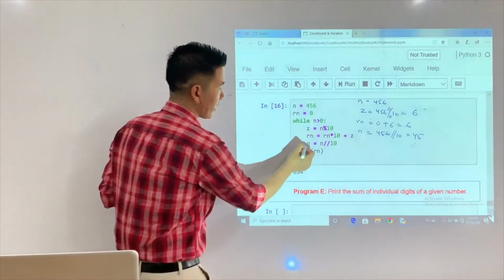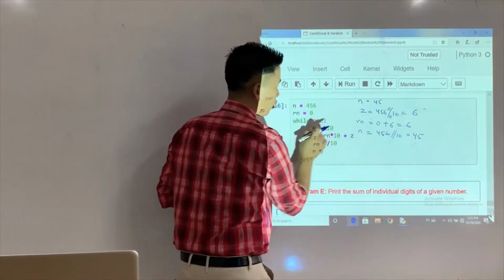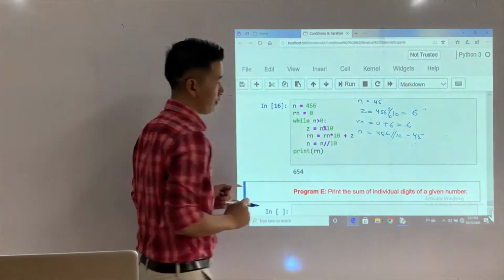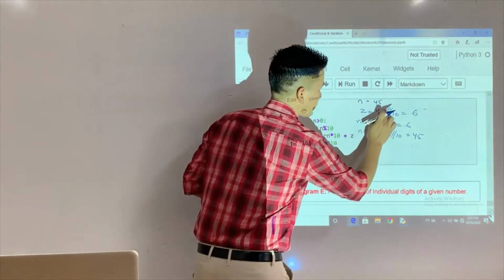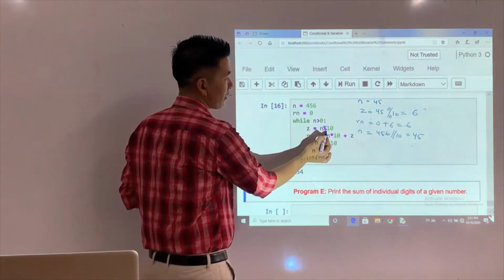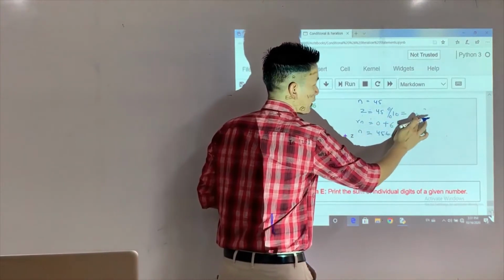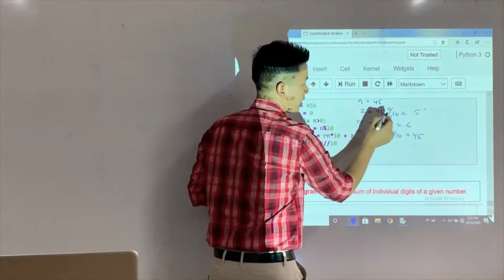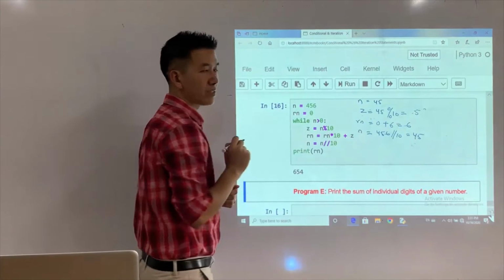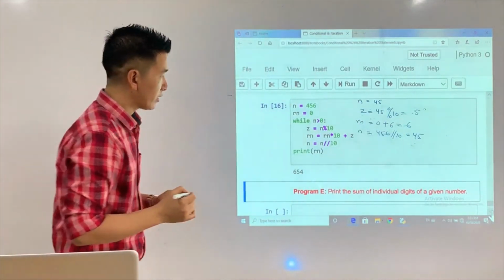Okay, now we'll go with the next one. Up it goes. Now the value of n is how much? 45, right? So 45 modulus 10 is how much? 45 modulus 10, the remainder will be 5. 10 times 4 is 40. The remainder is how much? 5. I hope you got this.